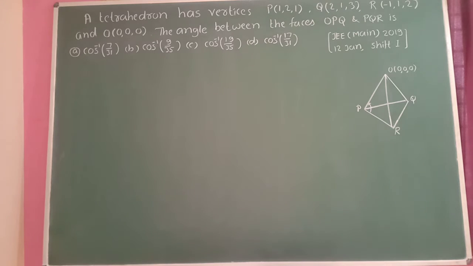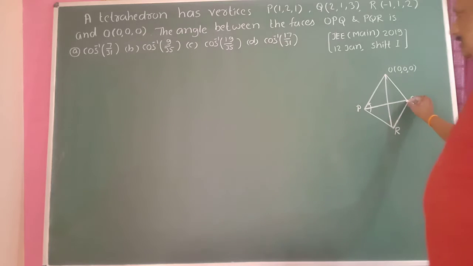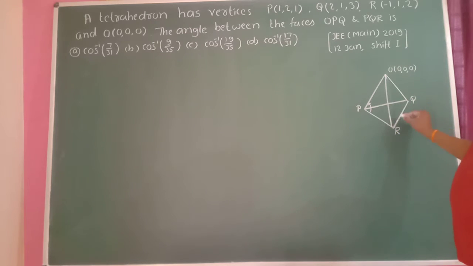A tetrahedron has vertices P, Q, R and O. Find the angle between the faces OPQ and PQR. So it is a tetrahedron here. PQR is one face, and OPQ is another face. So what is the angle between this face and this face?